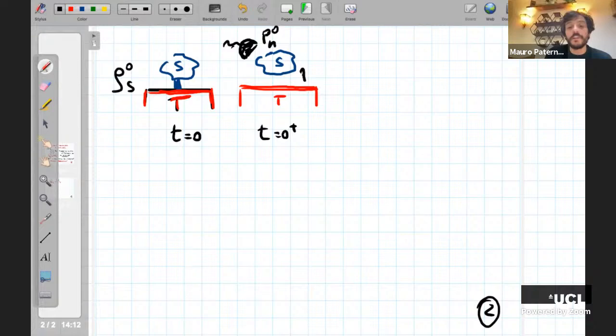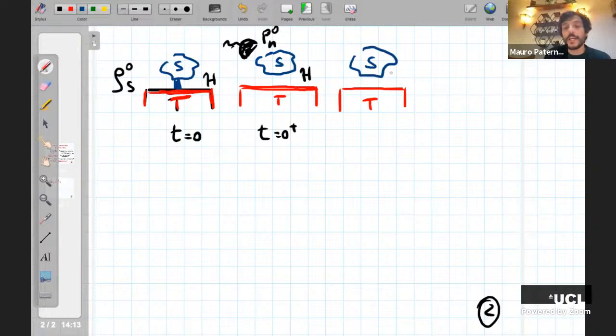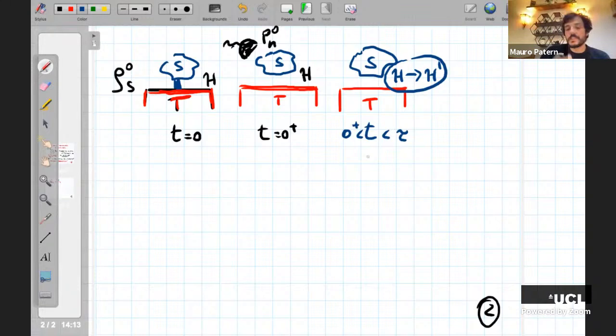Third step, and this is the part where I'm actually doing work on the system, or asking the system to do work for me. So I subject my system S to some action. I change the Hamiltonian from H to a new Hamiltonian, H dash. Now I get my wrench and I crank it up, changing its energy. That's the active part that will change the energy of my system from H to H dash, over a period of time from zero plus to a final time tau, which is the end of my process.